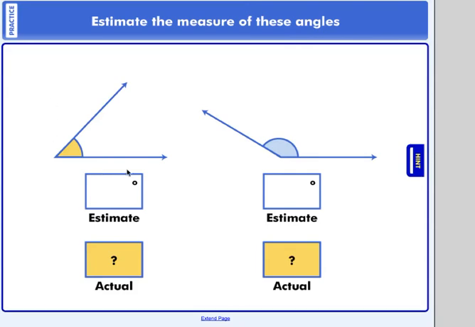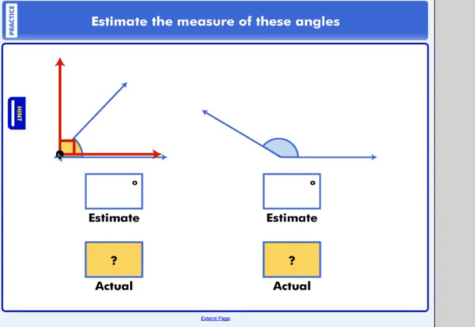First of all, let's look at this one right here. If I look at this, first thing I'm going to do is I'm going to ask myself, is it acute or is it obtuse? Okay, it's acute. It's definitely less than 90 degrees. And I kind of want to imagine where 90 degrees would be. If I imagine what 90 degrees would look like next to this, okay, I can use this to kind of estimate how close to 90 it gets.